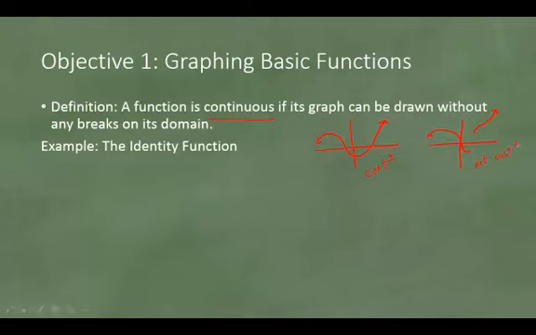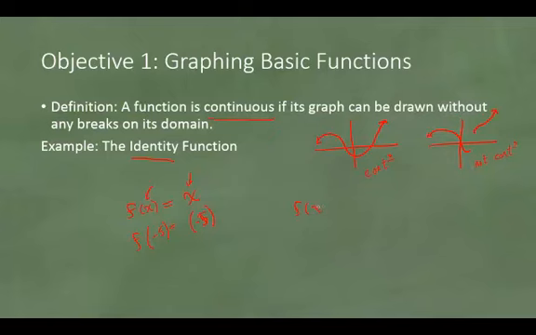The identity function. This is the simplest type of function. f of x, which is what we're calling the function, is equal to x. The identity function just means that whatever you put in for x is the same thing that you're going to get out. So if we were to plug in -5 for x, that would have to come out as -5 for x over here.